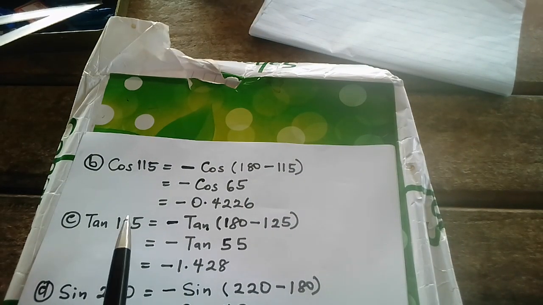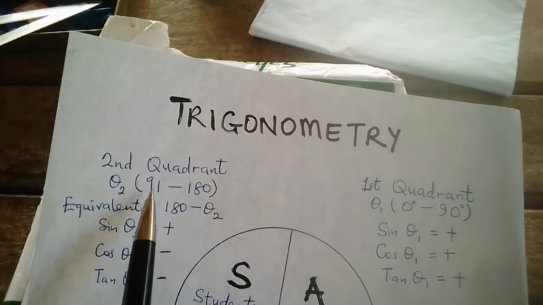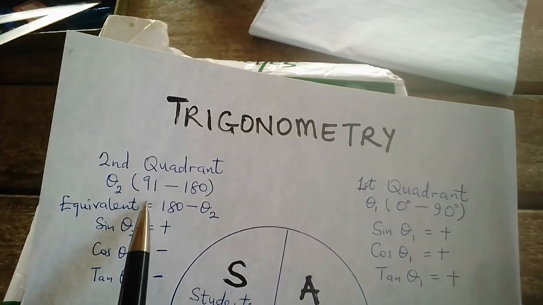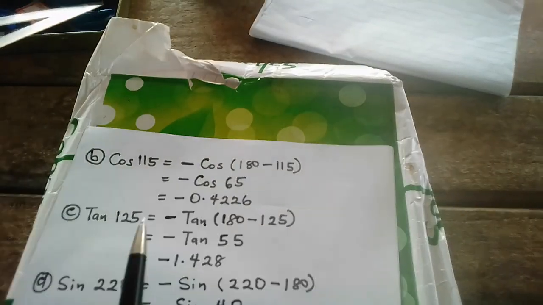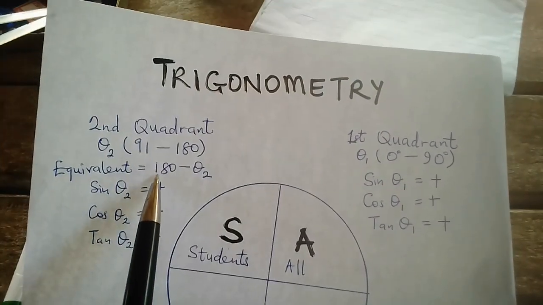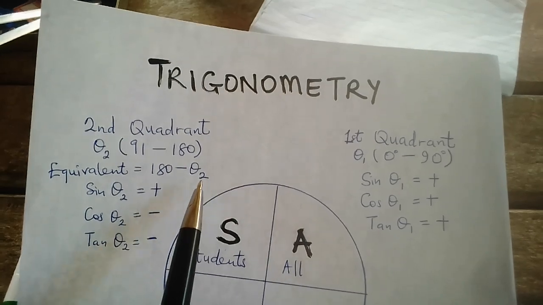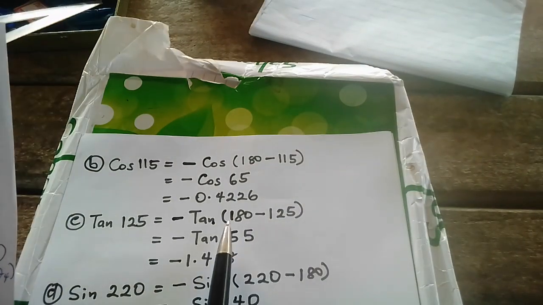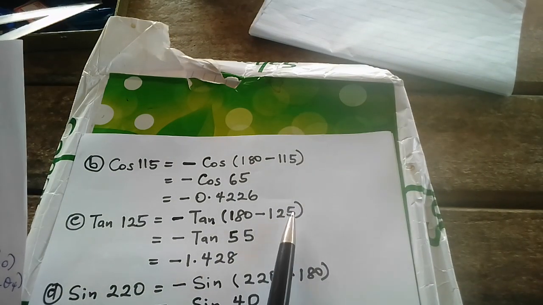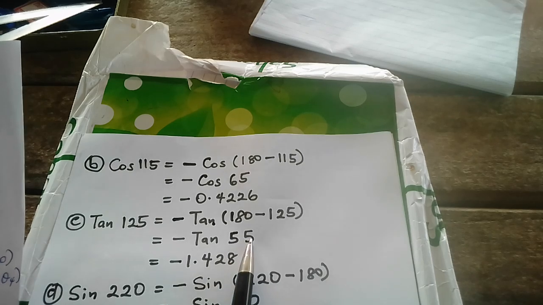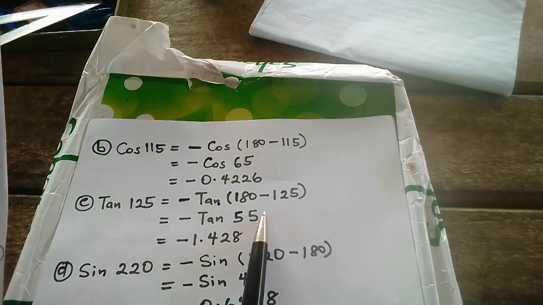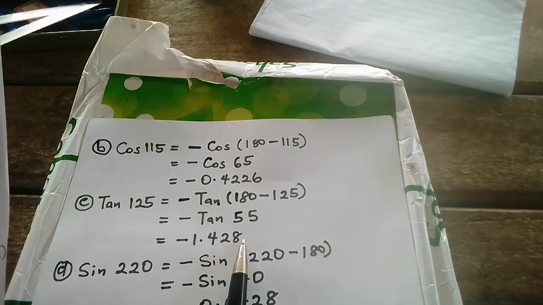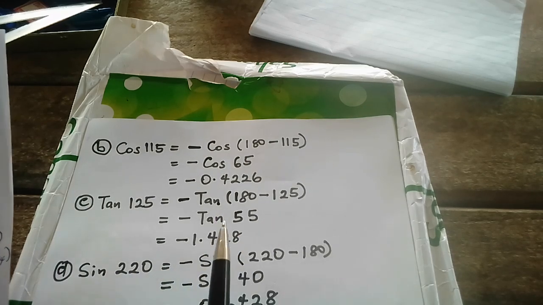Then the equivalent of tan 125 in the second quadrant is what? 180 minus 125 in the first quadrant. That will now be 180 minus 125, which gives us tan 55. So since the value should be negative, it will be minus tan 55, which gives us 1.428. So your answer will be minus 1.428.